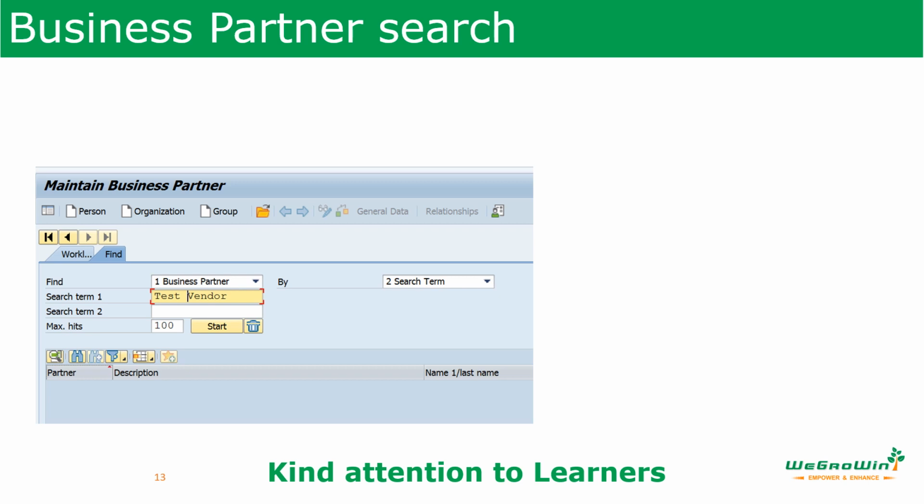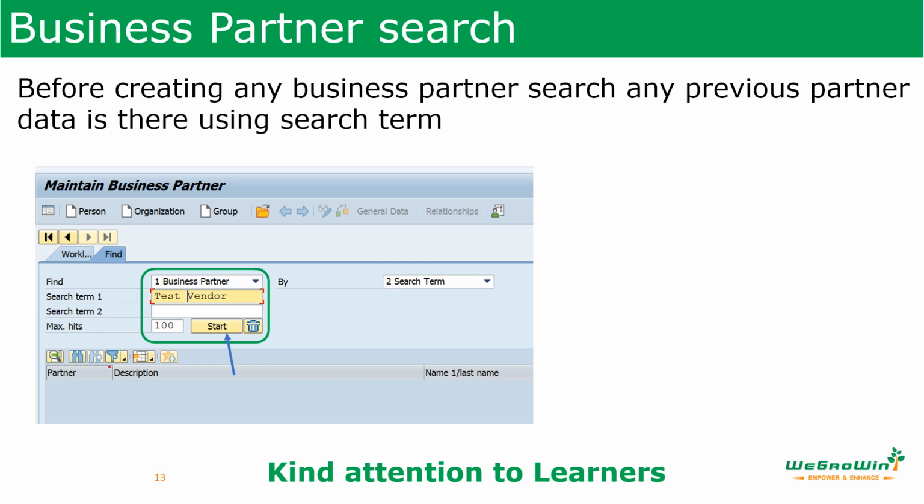Now coming to the point, before creating a business partner, an option is there to search for any previous business partner data, whether it is there in the system or not. Using the search option, we can find out an existing business partner with search terms. If it is already there, then we need to extend the required role. If it is not there, then we need to create a new business partner. That is why search term 1, search term 2, these things have to be defined with proper logic so that whenever we need to search, we can search easily. Please take note of it.